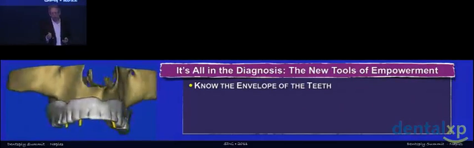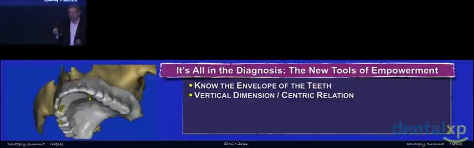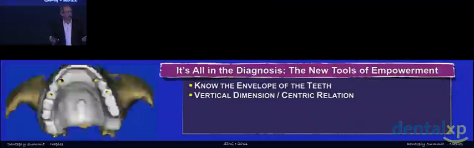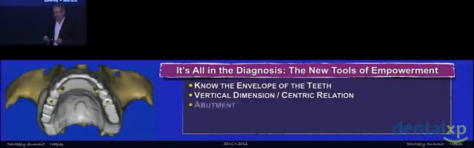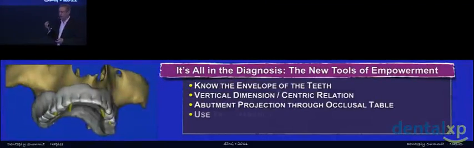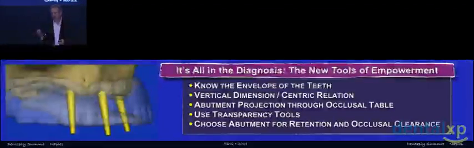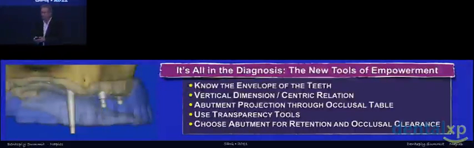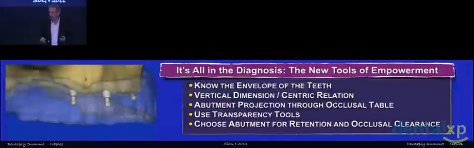We need to know where the envelope of the teeth are. We need to understand vertical dimension, centric relation, all of the normal prosthodontic protocols we need to be able to bring together to make this happen. We want to be able to look at the abutment projection through the occlusal table. We want to be able to use some of the transparency tools, and then we want to be able to choose the implant and the abutment that's appropriate for that particular site so that we can have successful results without what I've called prosthetic gymnastics. And you've seen some examples of prosthetic gymnastics already.